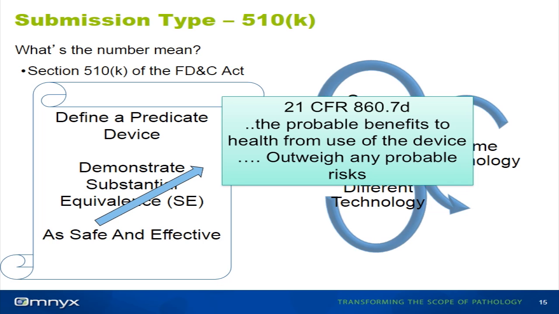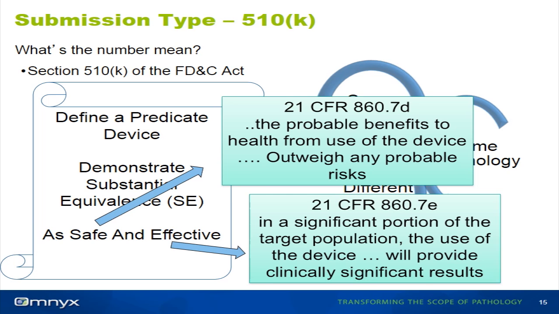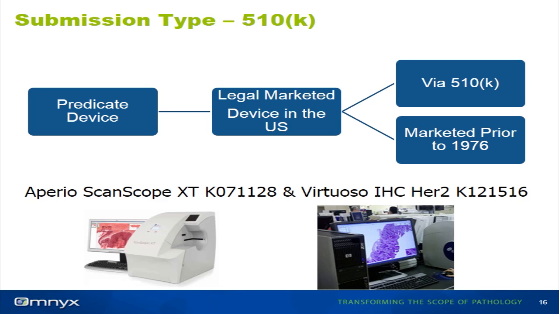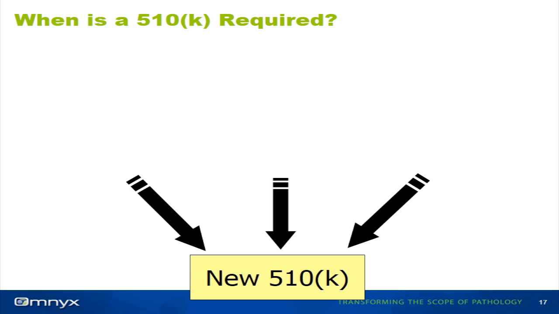Per 21 CFR 860, safe means the probable benefit to health from use of the device outweighs any probable risk. And effective means that in a significant portion of the target population, the use of the device will provide clinically significant results. For the 510K submission, you must first identify a predicate device or devices that are legally marketed in the US via the 510K pathway or that have been marketed prior to 1976 and are thus exempt from the 510K process. For our existing 510K with the VL4 scanner, we use the Aperio ScanScope XT and Virtuoso IHC HER2 as predicate devices.